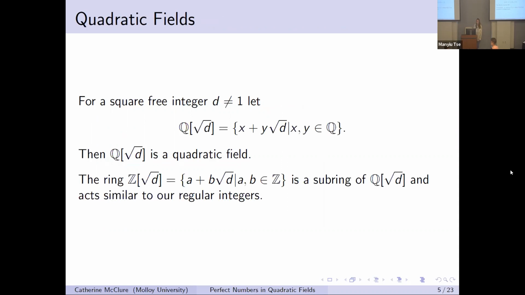This is a quadratic field for a square-free integer d not equal to 1. Q of square root of d is equal to x plus y times square root of d, where x and y are rationals. Obviously what I want are integers. The ring Z of square root d, where a and b are just integers, is a subring and acts like our regular integers, but sometimes this is not our only integers that we have in quadratic fields, so we need to be careful.